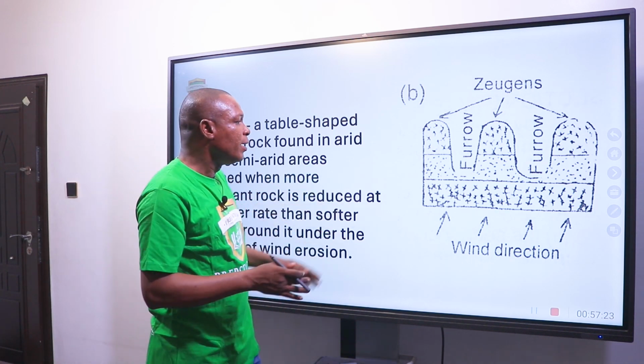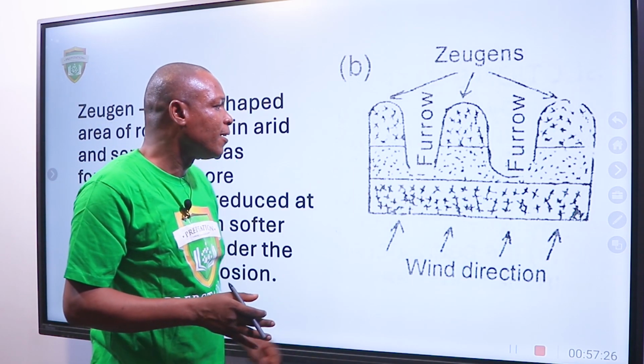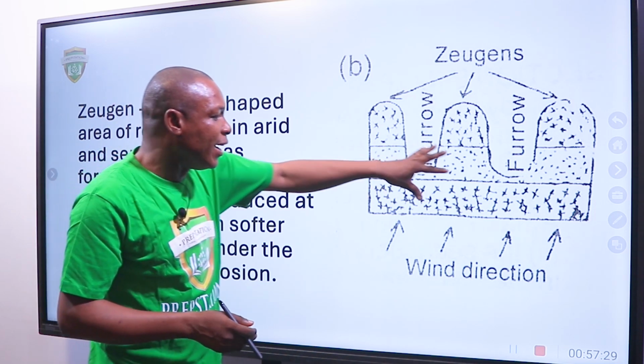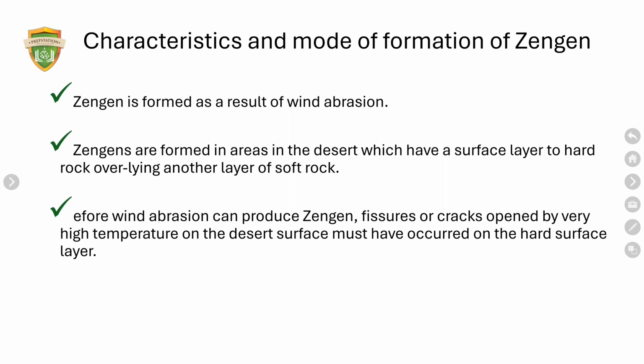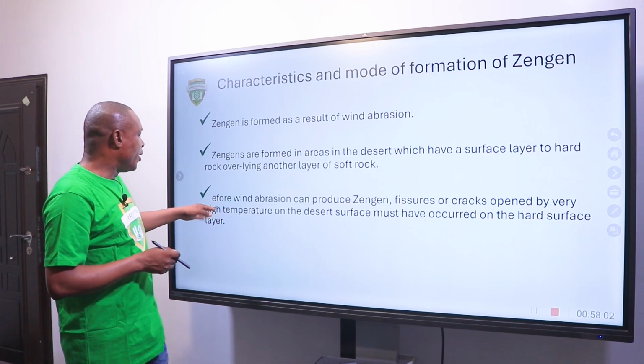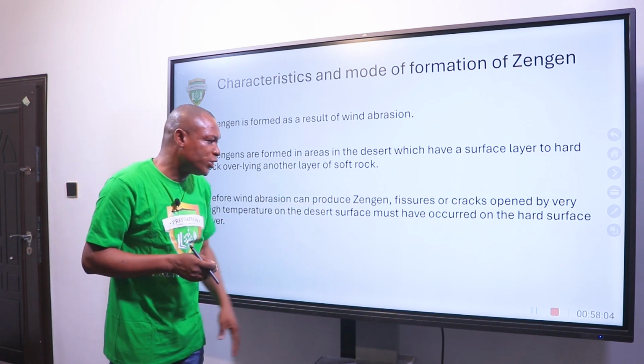This is a diagram. The softer rock has been blown by wind erosion, leaving the hard resistant rock standing. I've explained the characteristics and mode of formation, which is by abrasion. The zeugen is formed as a result of abrasion. Zeugen are formed in areas of the desert which have a surface layer of soft and hard rock alternating with each other. Therefore, wind abrasion can produce zeugen.